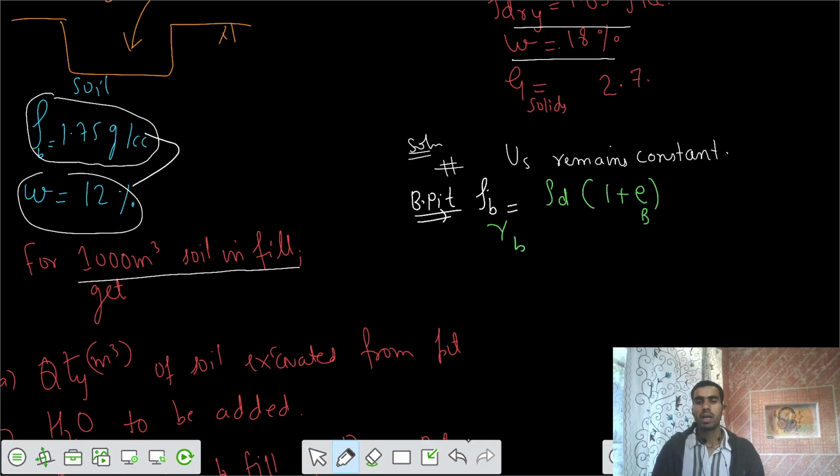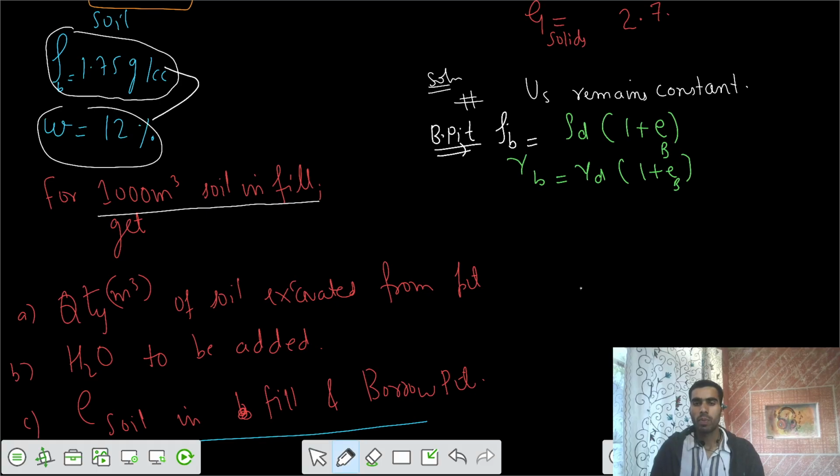Actually, it should be gamma bulk equals gamma dry into 1 plus E. Do you know that equation? We have derived this equation. So based on that, I can get the value of void ratio. Let me try to get the solution.